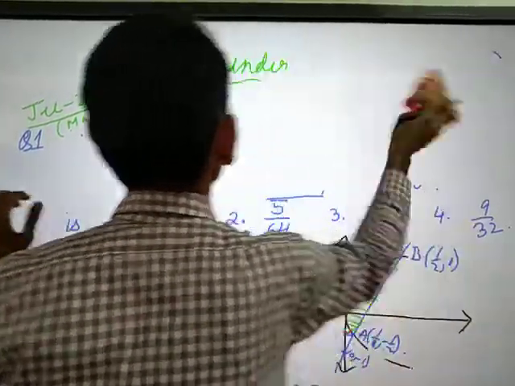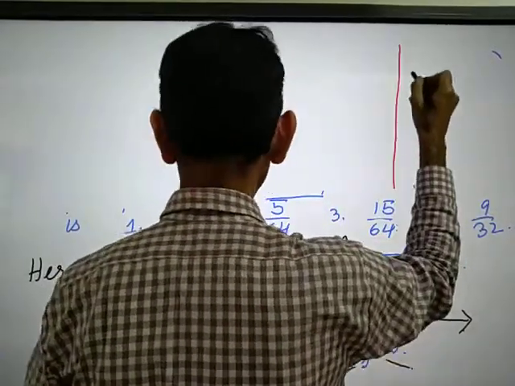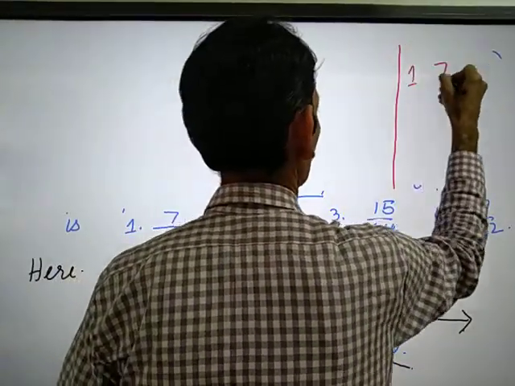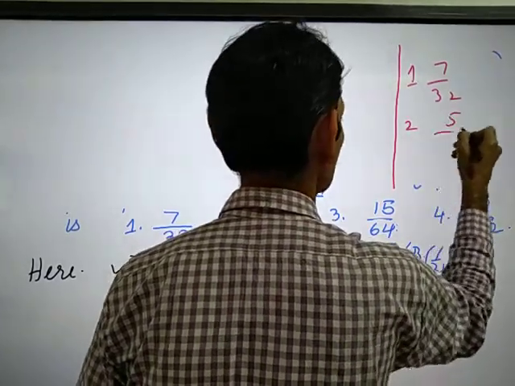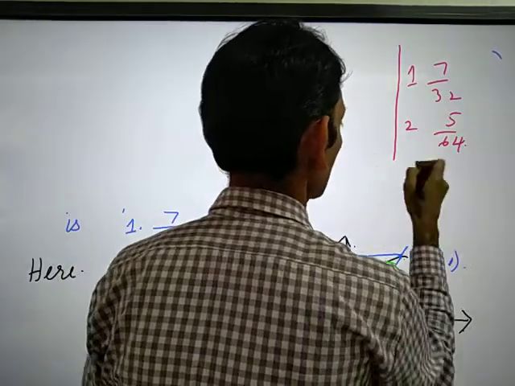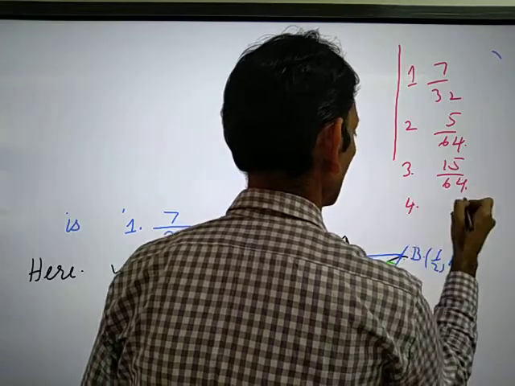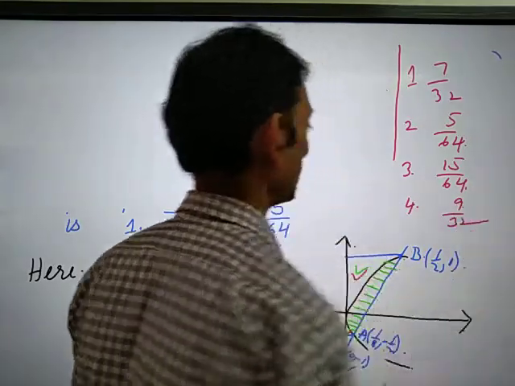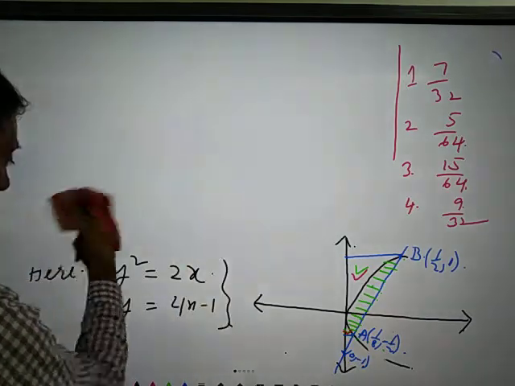So we can just write here what the options are. One is 7 by 32, 2 is 15 by 64, 3 is 15 by 64, and 4 is 9 by 32. These are the 4 options, right? So let us integrate now.